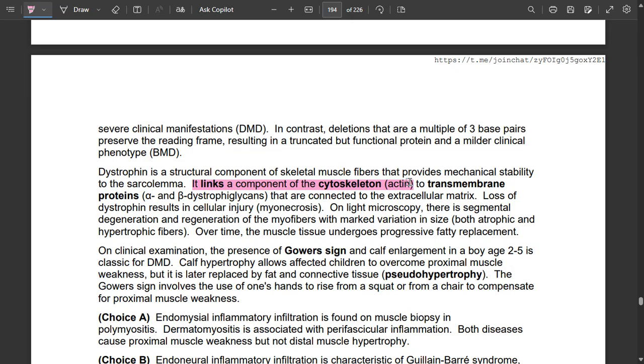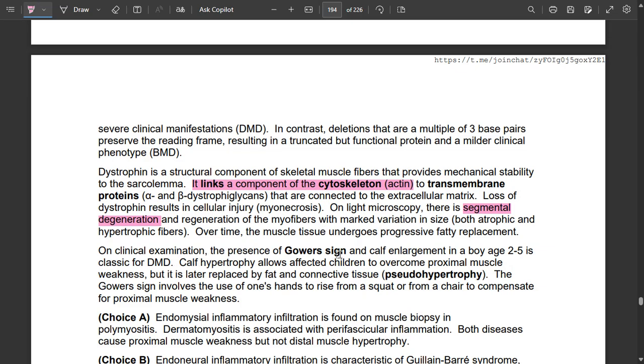Loss of dystrophin results in cellular injury with myonecrosis. On microscopy, there are segmental regions of degeneration and regeneration of the myofibers with marked variation in size, both atrophic and hypertrophic fibers. Over time, the muscle tissue undergoes progressive fatty replacement, so pseudohypertrophy occurs.